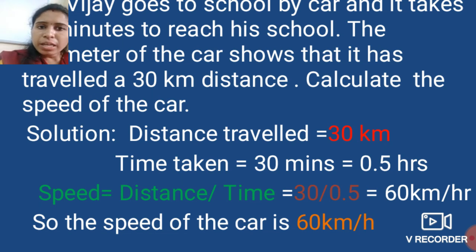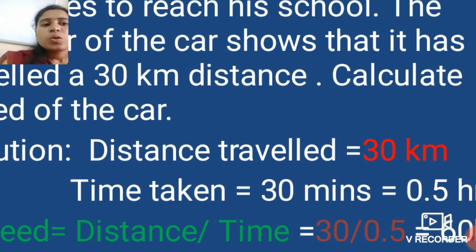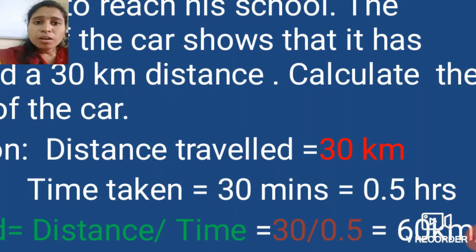What is the time taken to reach the school? 30 minutes. This is also given. So students, here we convert these 30 minutes into hours, because the distance is given in kilometer. So the unit for the speed is kilometer per hour.